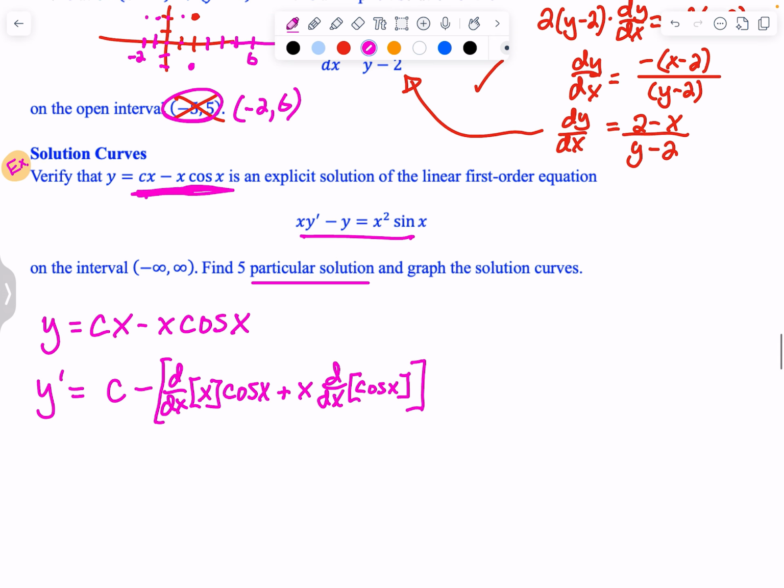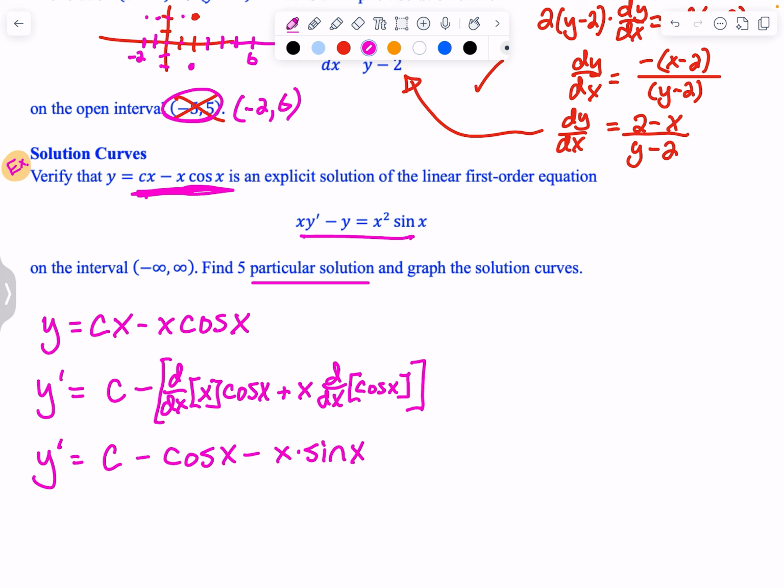Okay, so there's that. I'm going to go ahead now and rewrite it, simplify it. I'm going to get c minus cosine of x because the derivative of x is 1. And then the derivative of cosine is a negative sine. So I'm going to get x times sine x. I like to write the rule out because then it's literally right in front of my face. I didn't have to juggle it in my head.